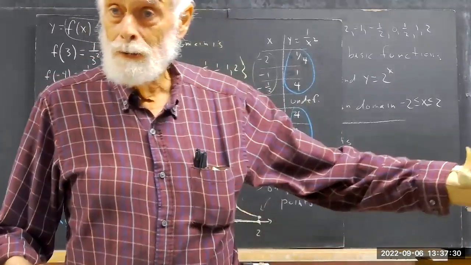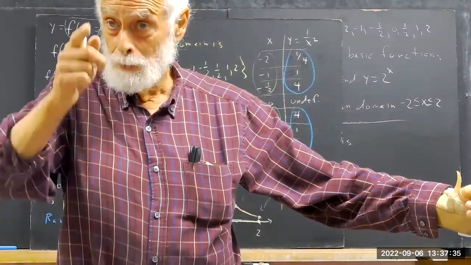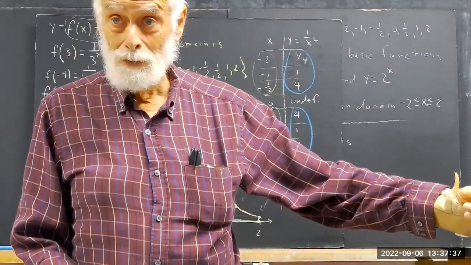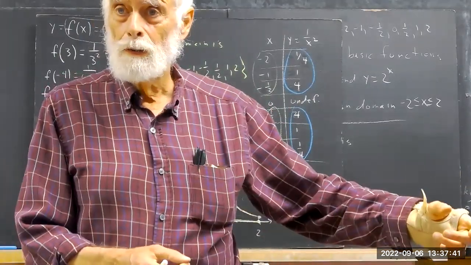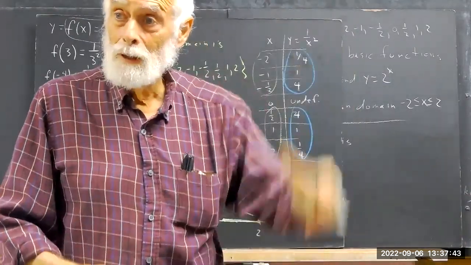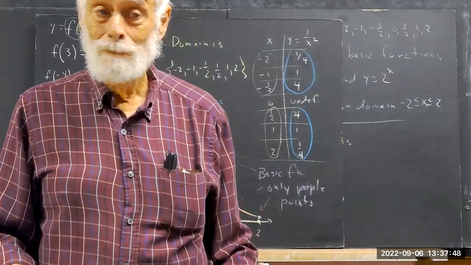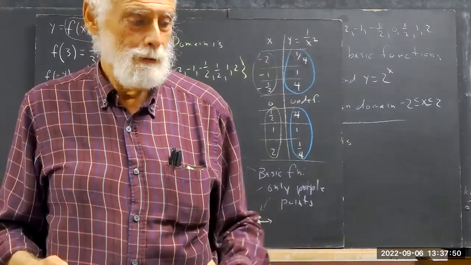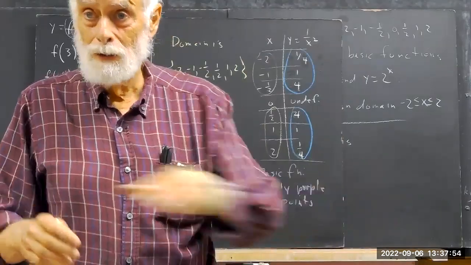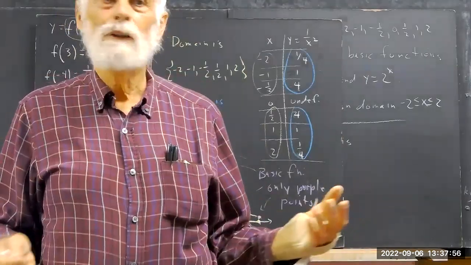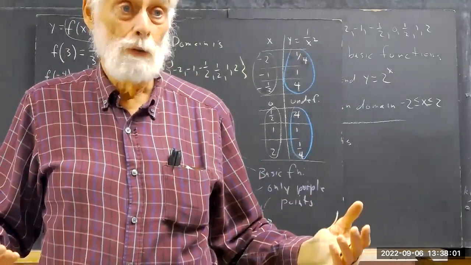Visualize this graph. Move it to the right, and the vertical asymptote is no longer the y-axis. If you move it 10 units to the right, your vertical asymptote is the line x equals 10. And if you move it upward or downward, that changes your horizontal asymptote, because the x-axis is the horizontal asymptote.